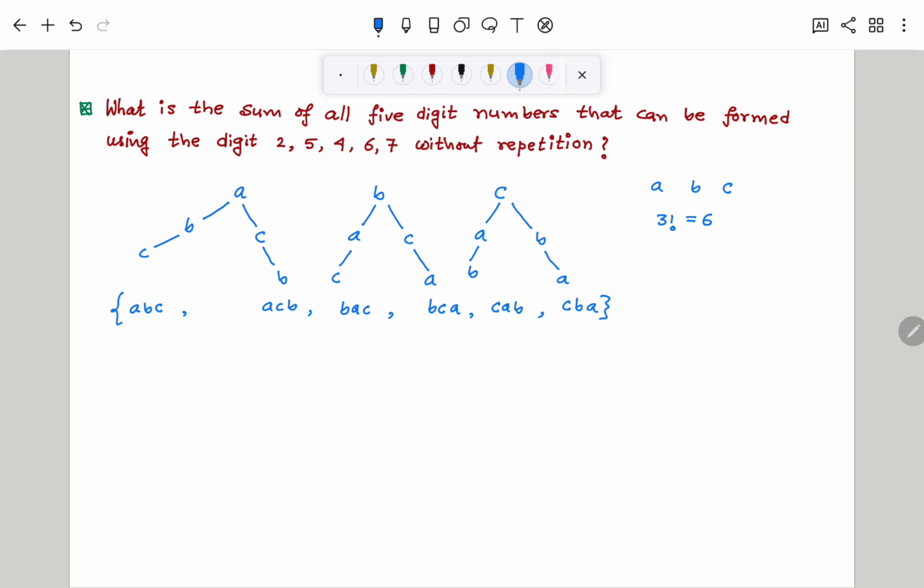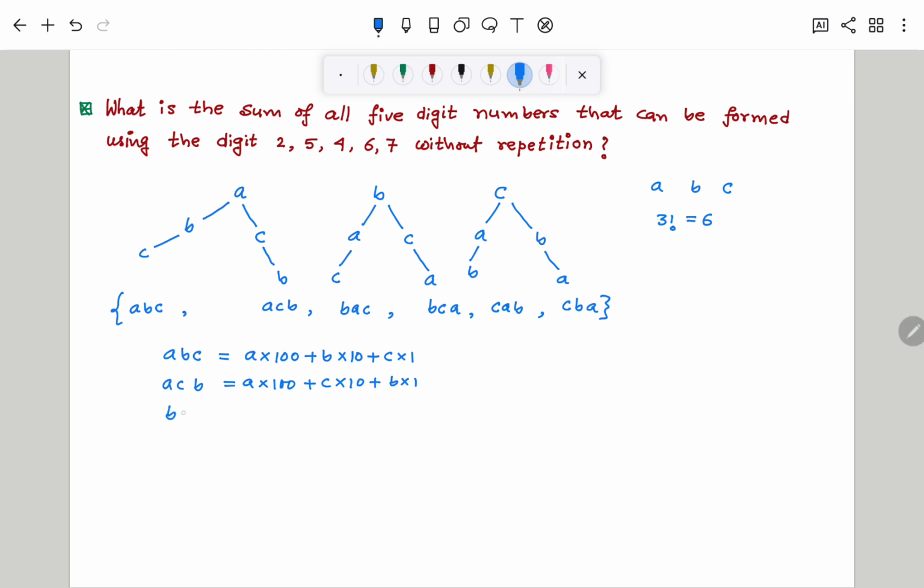Now we'll see what happens if we add them. Let's write down these numbers. For example, the number ABC we can represent in this form: A into 100 plus B into 10 plus C into 1. Similarly we can do it for the rest. I am writing here ACB, which will be A into 100 plus C into 10 plus B into 1. First I am doing this, and at the end we will understand what we can generalize here.